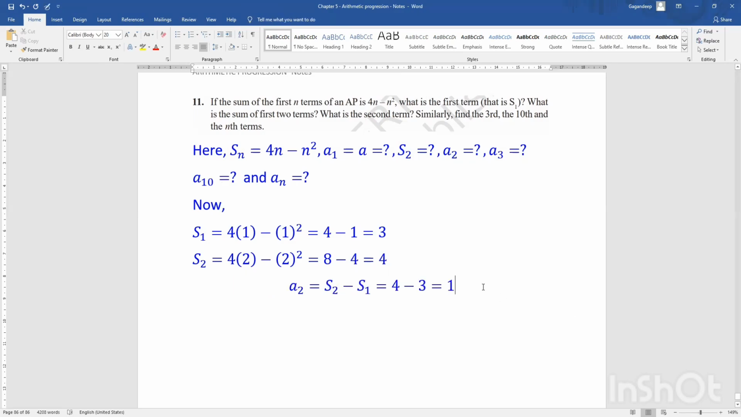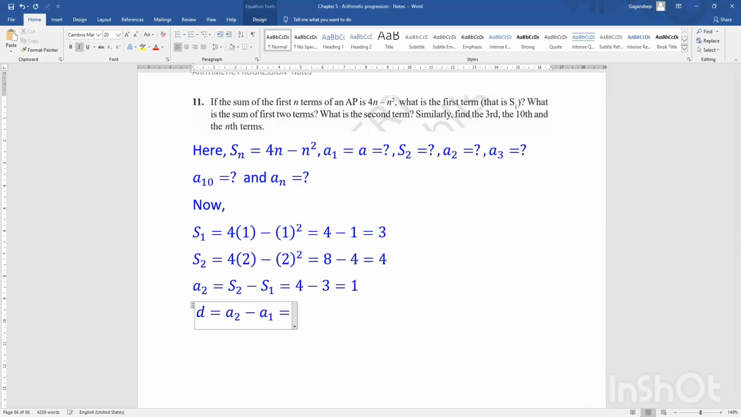Then I am going to find out the common difference. So common difference is nothing but a2 minus a1, that is second term minus first term. Second term, you already know, is 1, minus a1. A1 value is equal to 3. So 1 minus 3 gives you minus 2.